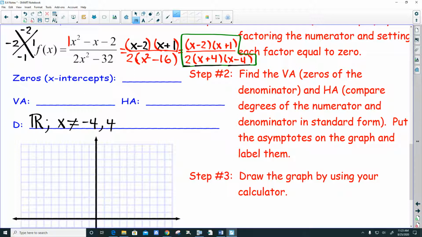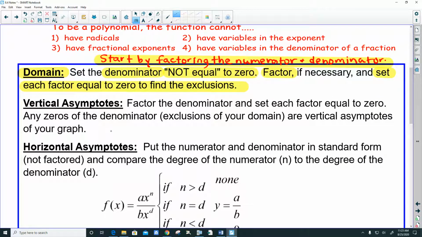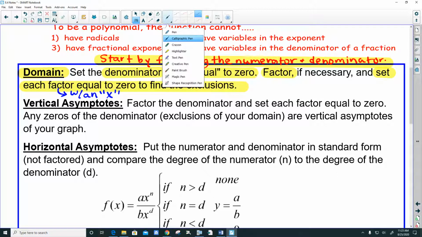Once you start out by having it factored, you only take the denominator and only the factors that have a variable in it. So maybe we should just make a small note here. When it says set each factor, it's just set each factor with an x equal to 0 to find the exclusions. Okay, let's go ahead and look at vertical asymptotes next.